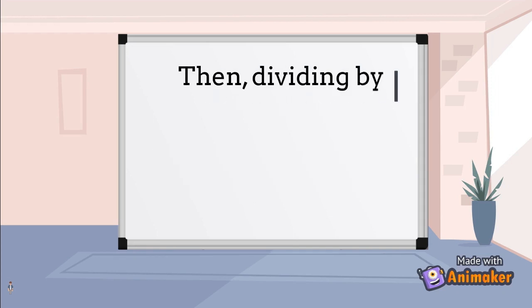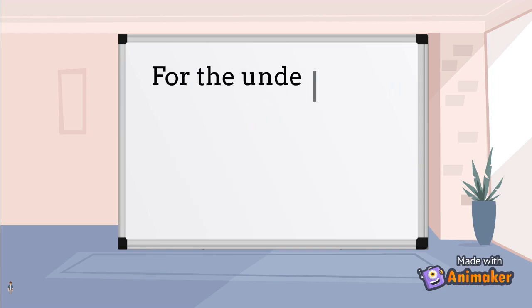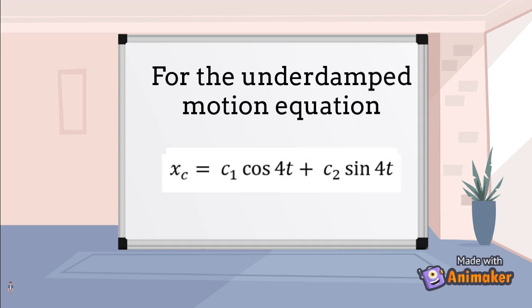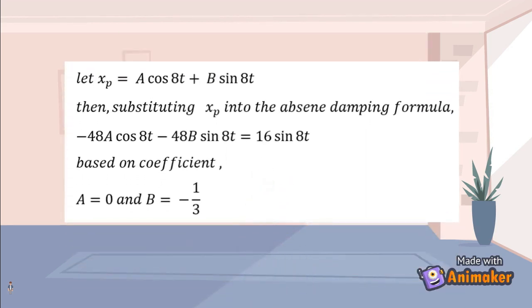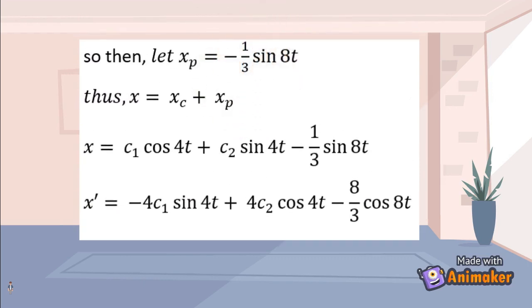Then, dividing by mass, for the undamped motion, the complementary solution is x_c equals c1 cos 4t plus c2 sin 4t. Let x_p equal A cos 8t plus B sin 8t. Then, substituting x_p into the undamped equation, negative 48A cos 8t minus 48B sin 8t equals 16 sin 8t. Based on coefficients, A equals 0 and B equals minus 1 over 3. So then, x_p equals 1/3 sin 8t.